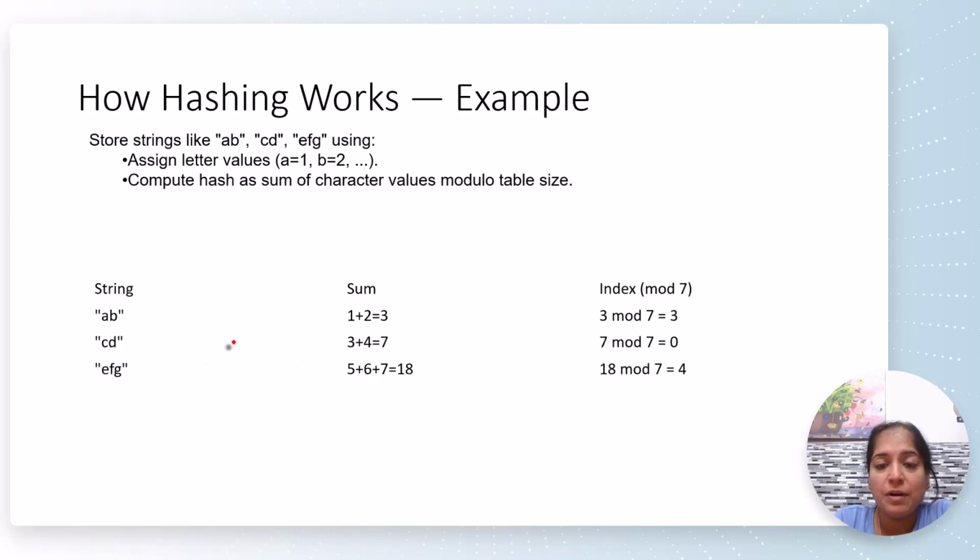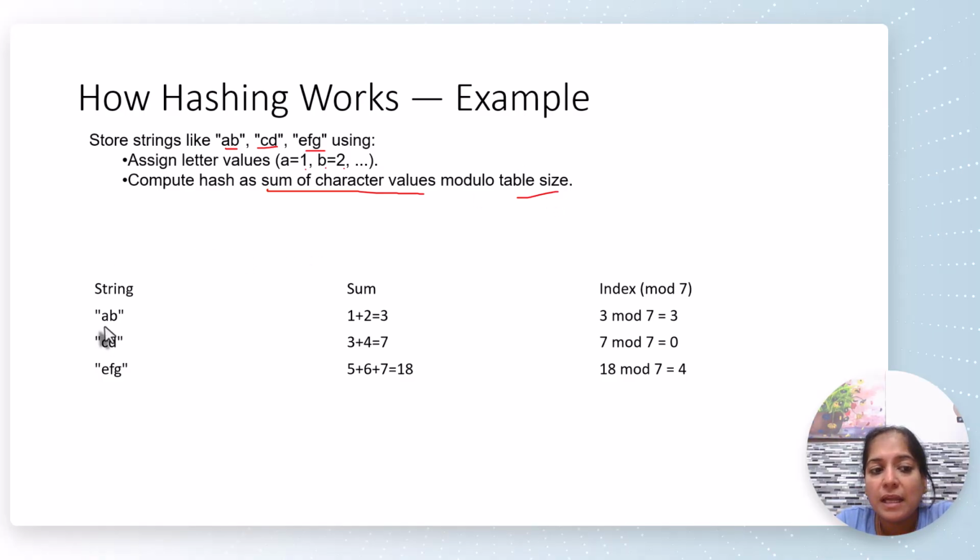Now, let's see one more example here. Let's say our keys are strings, for example something like A, B, C, D, E, F, G. These are the keys which we want to map to our hash table. To convert these strings to an index, we need to apply a hash function. So let's say each letter has a value: letter A has the value 1, B has the value 2, letter C has the value 3, and so on. Our hash function will calculate the sum of all the character values and then take the modulo by table size.